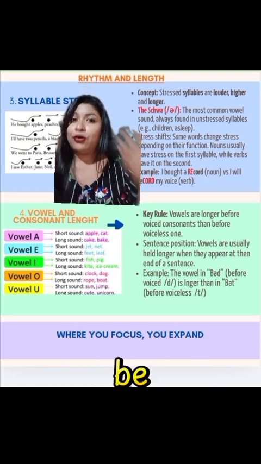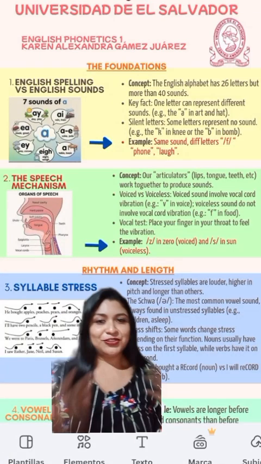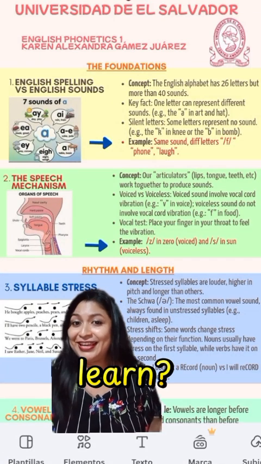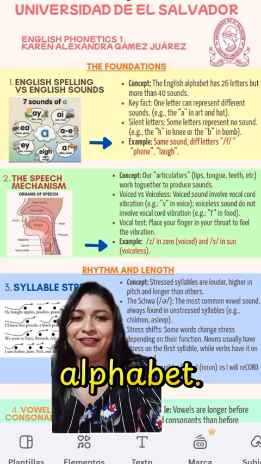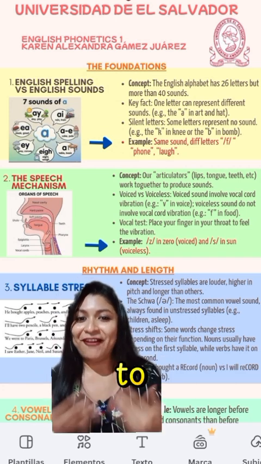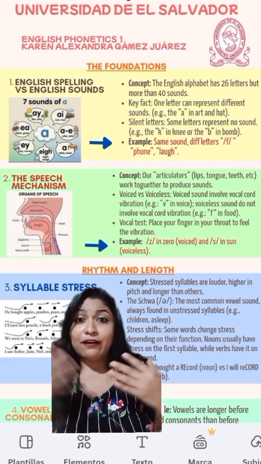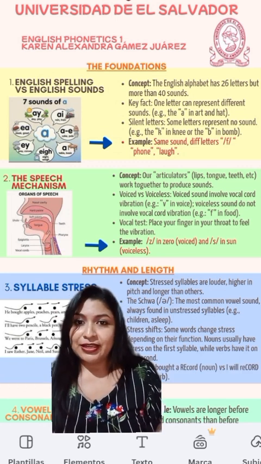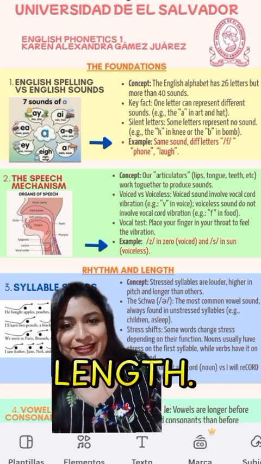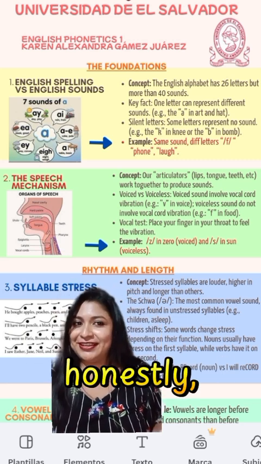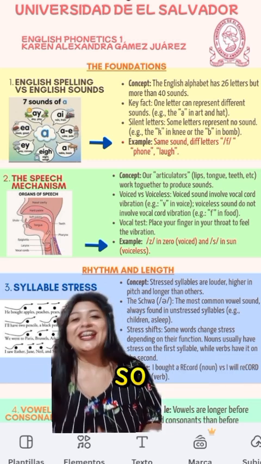Vowels can also be longer when they appear at the end of a sentence. So, what did we learn? English pronunciation is much more than just knowing the alphabet. We need to understand sounds, speech organs, voiced and voiceless sounds, stress, rhythm, schwa, and length. And honestly, now I understand why English pronunciation is so challenging.